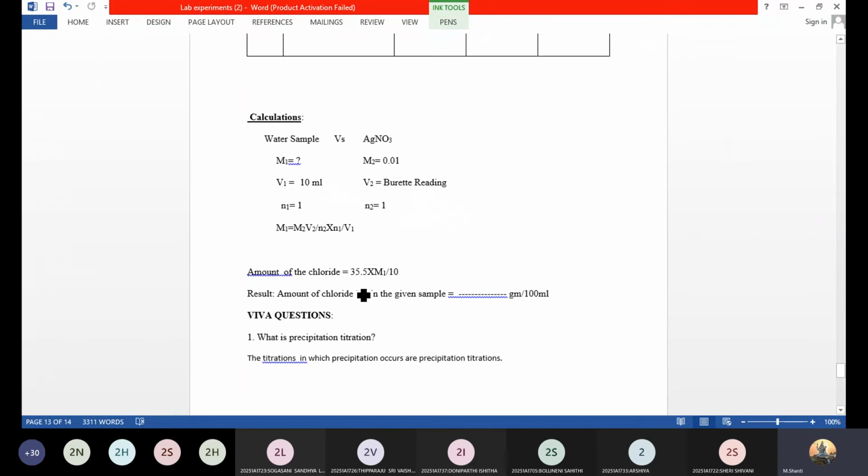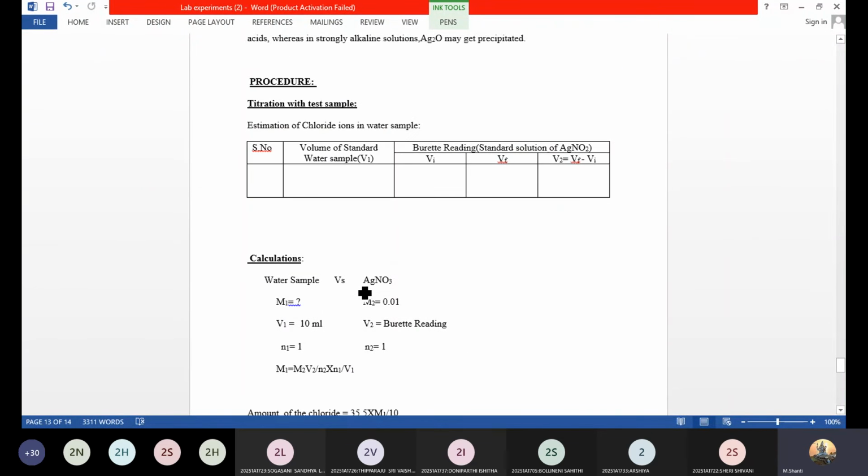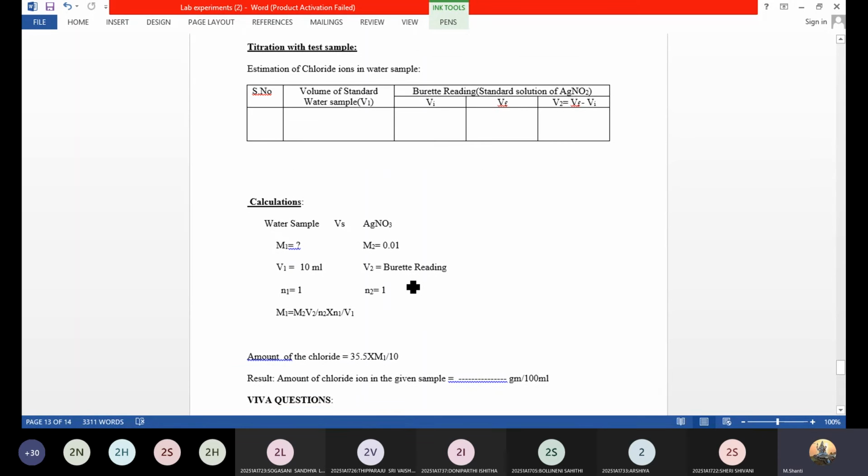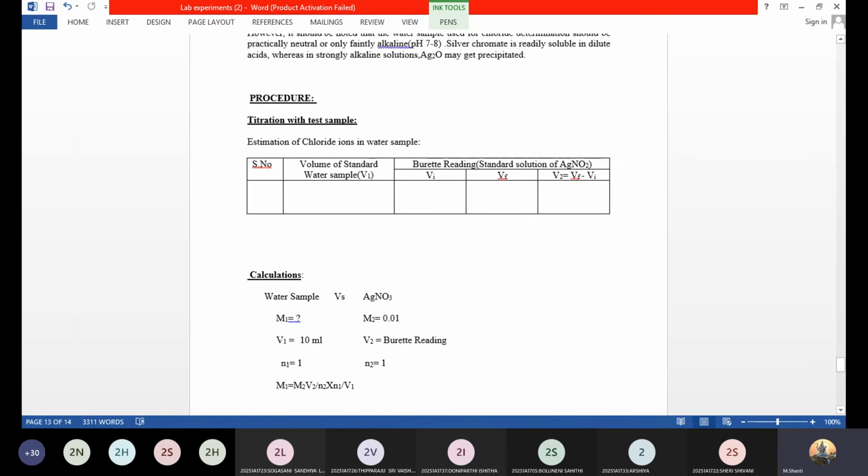And this is a very simple procedure. Of course, for all the experiments, just note the readings required and then do the calculations and submit. Understood?